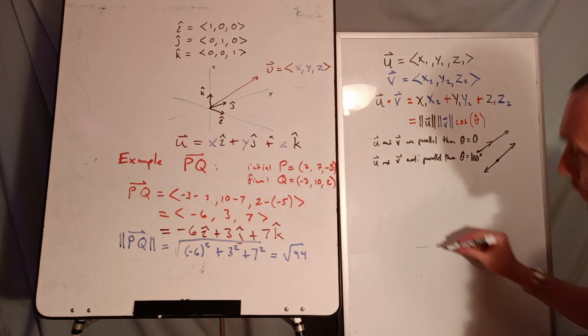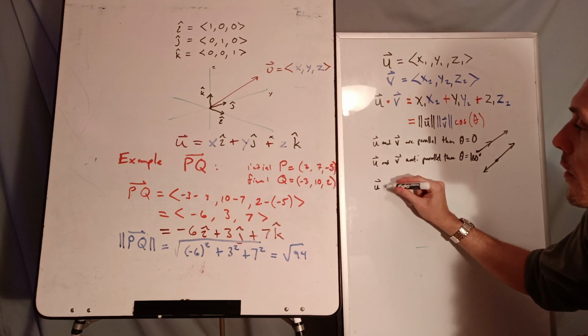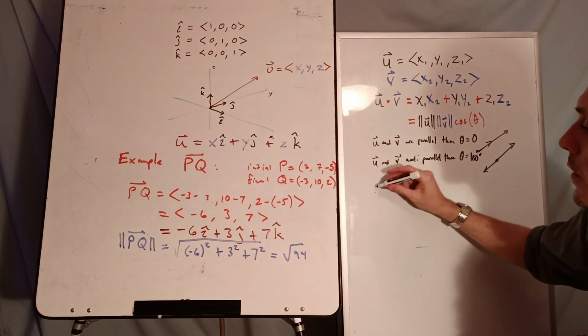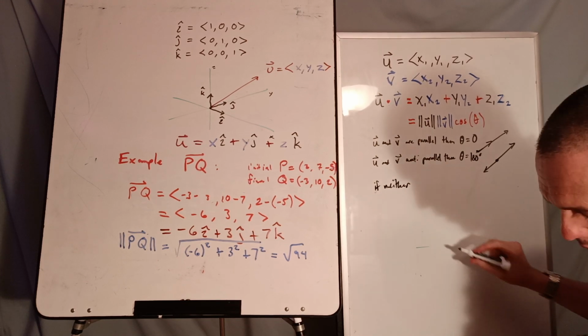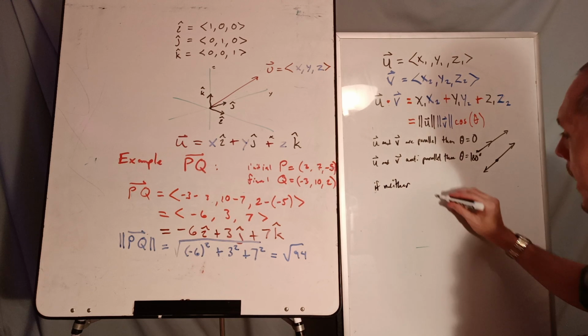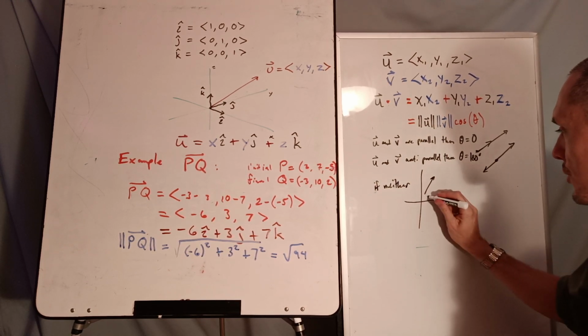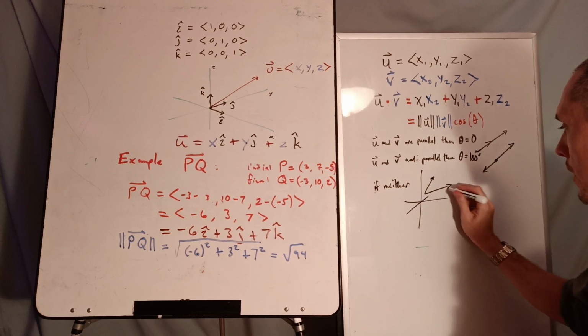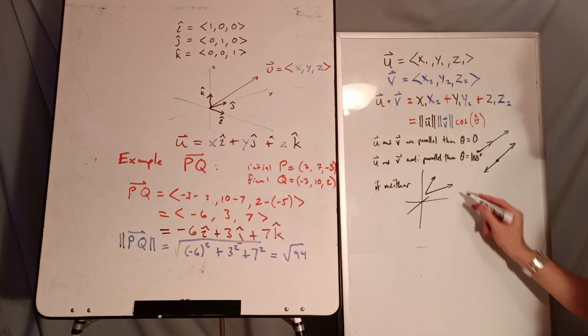On the other hand, if they are neither, then even if we're in 3 dimensions here, if they don't lie on the same line, then they sweep out an entire plane, right?